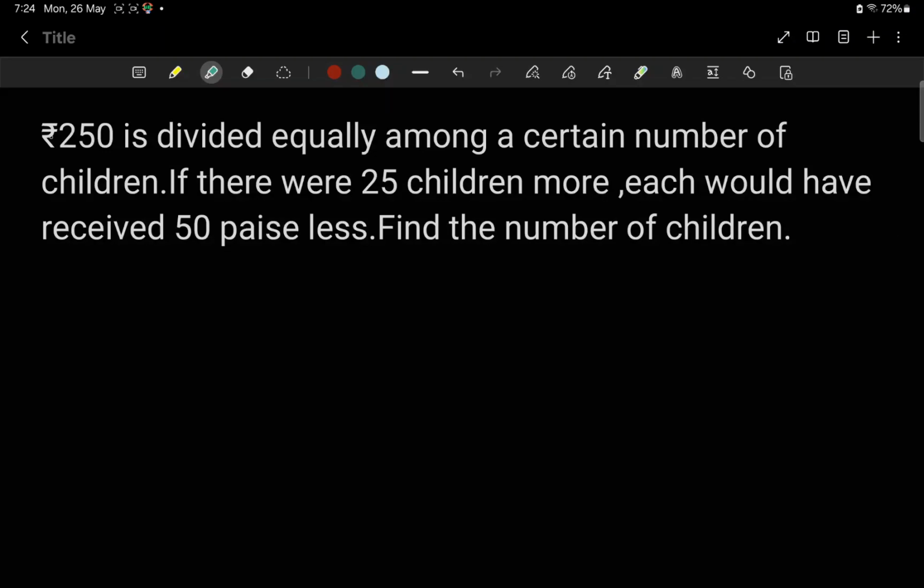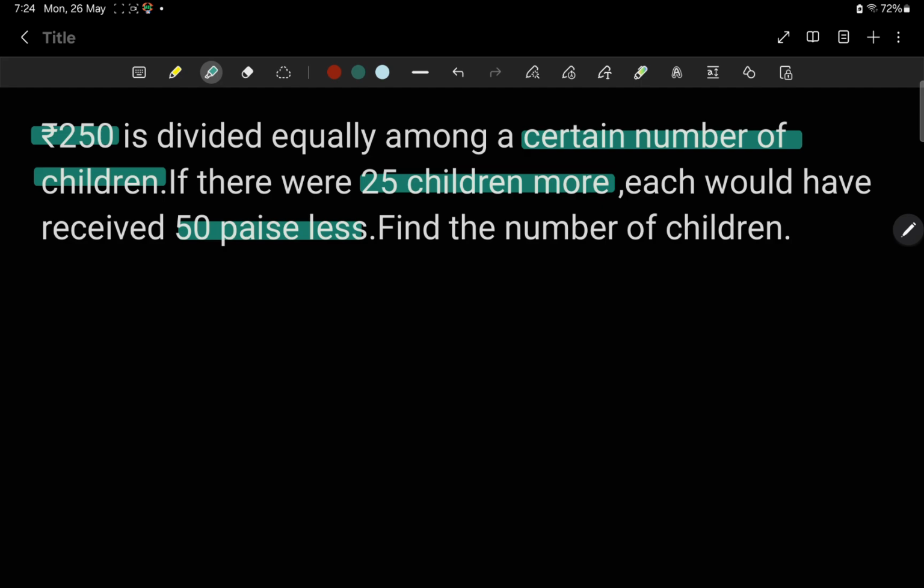Rupees 250 is divided equally among a certain number of children. If there were 25 children more, each would receive 50 paise less. Find the number of children.